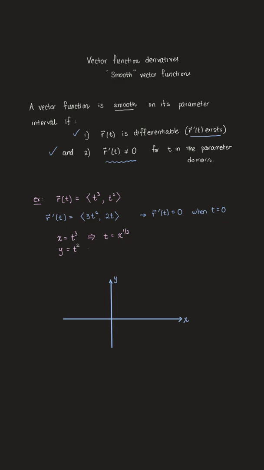So to get a picture of what this function looks like, I'm going to eliminate the parameter t and write y in terms of x. So that means this is going to be x to the 1/3 squared, which gives us x to the 2/3. Now, what does this function look like? On the xy plane, this function looks as follows. Looks something like this and something like this.